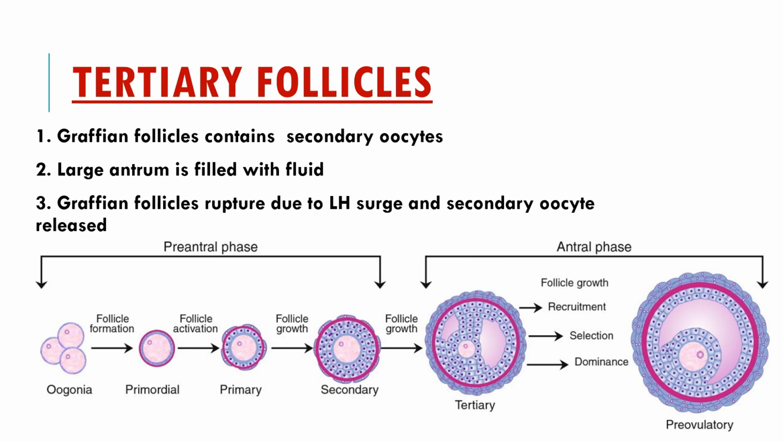The tertiary follicles are also known as Graafian follicles and contain a secondary oocyte. Here the large antrum is filled with fluid, and this Graafian follicle ruptures due to the LH surge and the secondary oocyte is released. So here we have to understand that the primary follicle is converted into the secondary follicle, and the secondary follicle will be converted into the tertiary follicle, and here the cavity becomes larger and gets filled with fluid, and due to the LH surge the Graafian follicle ruptures and releases the secondary oocyte for the pre-ovulatory stage.